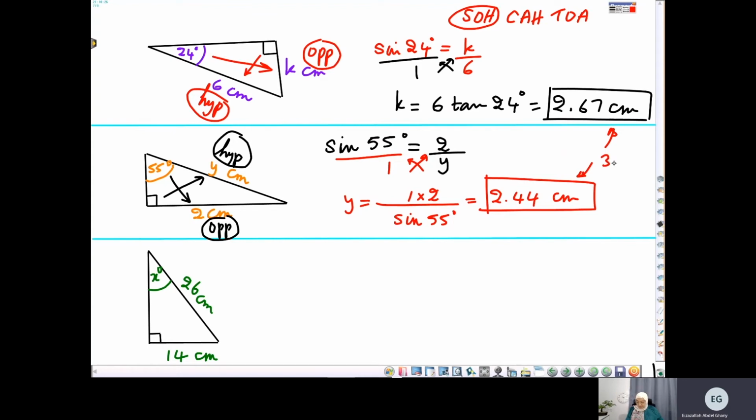of course, the answer is infinite because sine 24 or sine 55 are irrational numbers. It's infinite on the display. We have to cut it to 3 significant figures or more. About the last one, we need to find the angle x.